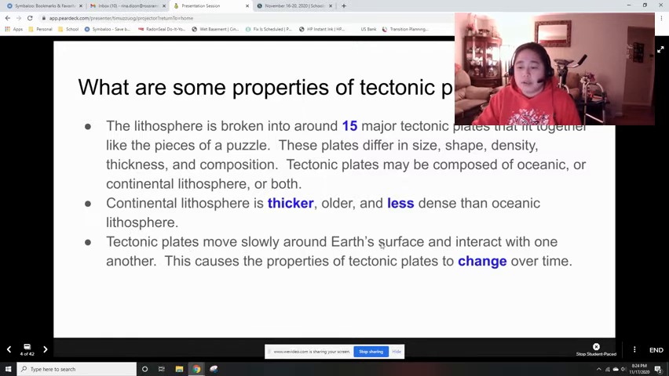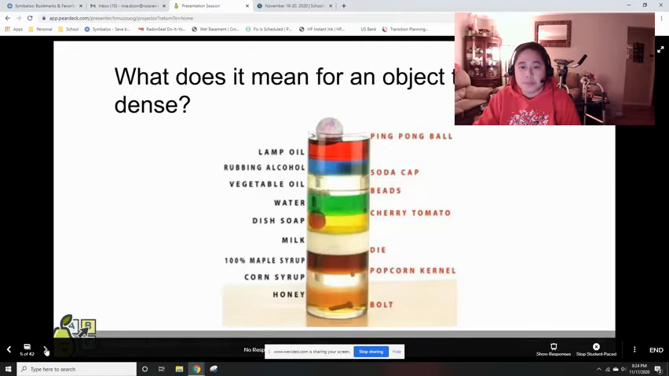Tectonic plates move slowly around Earth's surface and interact with one another. This causes the properties of tectonic plates to change over time. So in other words, these plates don't always stay the same size, nor do they have the same features on top of them all the time. They are going to change over time. So we're going to talk about words like density. What does it mean for an object to be less dense?